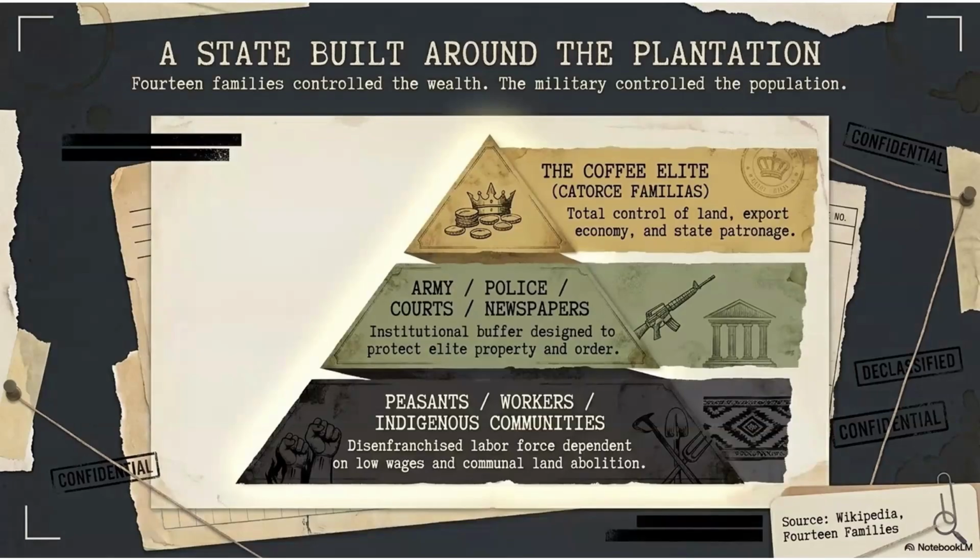In the middle of the pyramid are the army, police, courts, and state institutions. The middle layer is crucial. These institutions were not neutral referees. Historically, they protected the social order from above. At the bottom are the peasants, workers, and indigenous communities, the people whose labor made the economy function, but who had the least access to land and power.